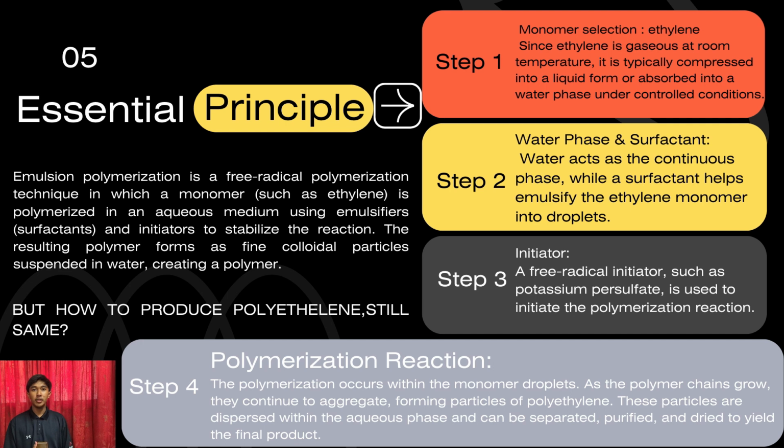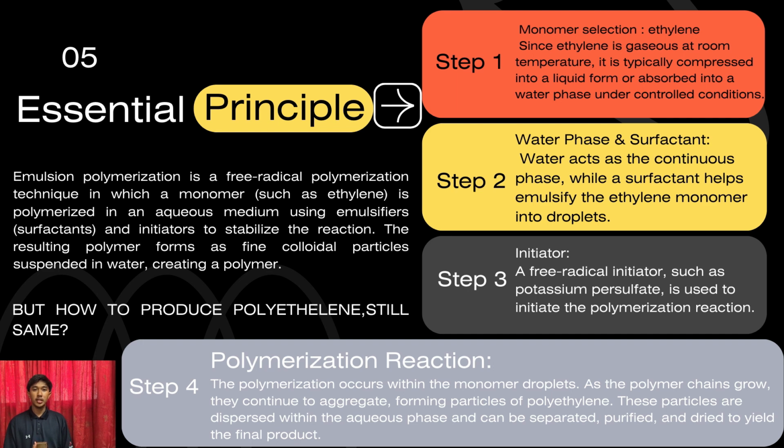First step, we need to focus on monomer selection. For example, we need to produce polyethylene, so we choose the monomer ethylene. Since ethylene is gaseous at room temperature, it's typically compressed into a liquid form and absorbed into the water phase under controlled conditions. The next step is step 2, water phase and surfactant. Water acts as the continuous phase, while a surfactant helps emulsify the ethylene monomer into droplets.